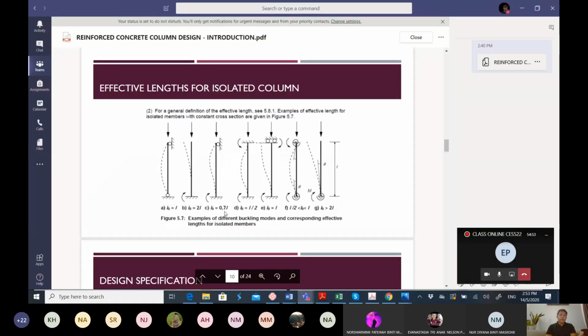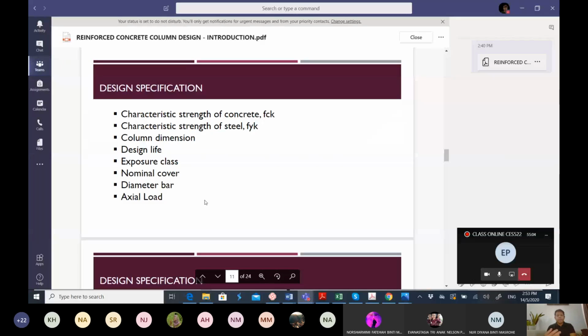Okay, now is on the design specification. As we know, before we start our design, we have to know the design specification, all those parameters that we need to know about the element that we're going to design. Some of the information is repetitive from the previous lecture, from the slab and also from the beam. So I will repeat it again, but some of the parameters are different. So you have to be careful here.